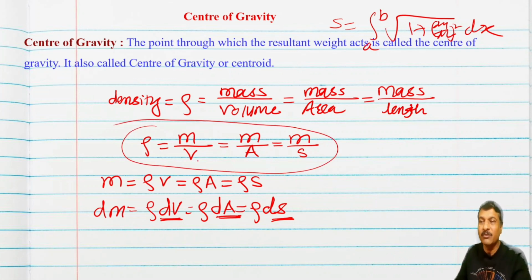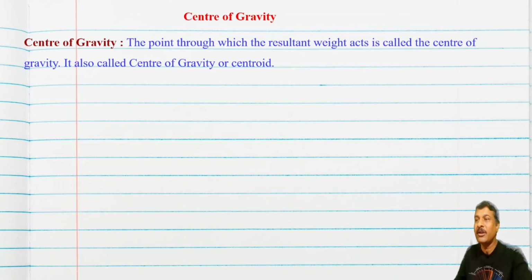So what is the main theme? Rho: how to convert into mass and volume, mass and area, mass and length. And that mass we have to convert into rho dV, rho dA, rho ds. Note that this center of gravity is very simple to remember. Center of gravity, that is x bar, y bar, or maybe sometimes z bar.